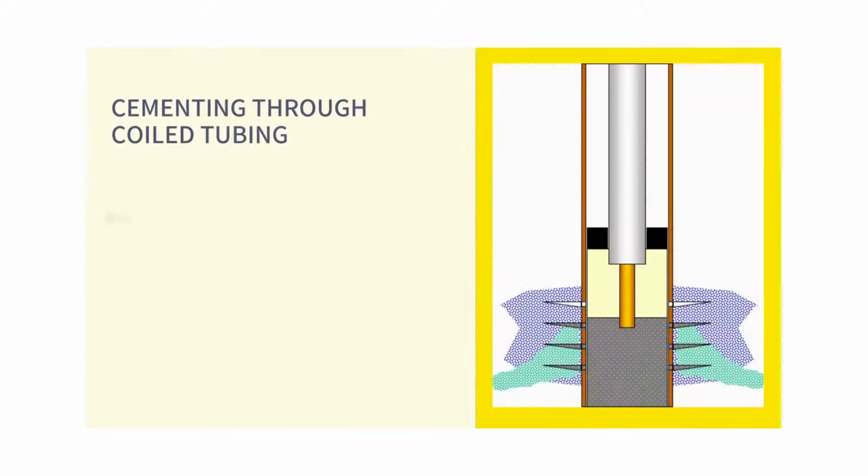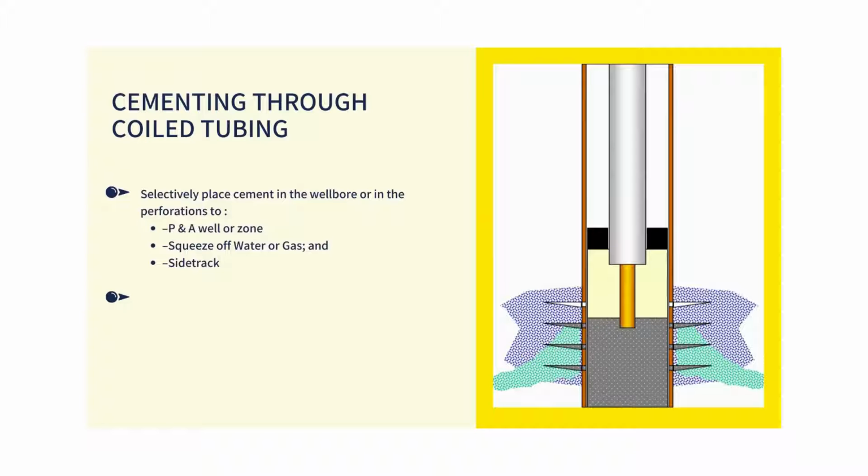Next, let's talk about cementing through coiled tubing. Selectively place cement in the wellbore or in the perforations to plug the well or zone, squeeze off water or gas, and sidetrack. The system should be designed for the optimum viscosity, fluid loss, and placement.